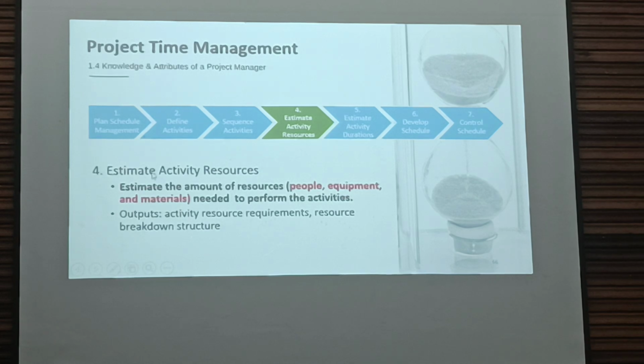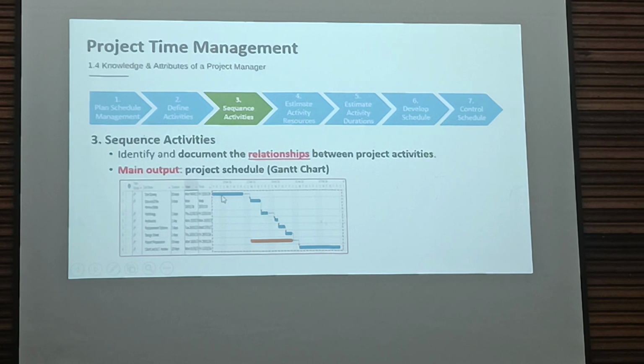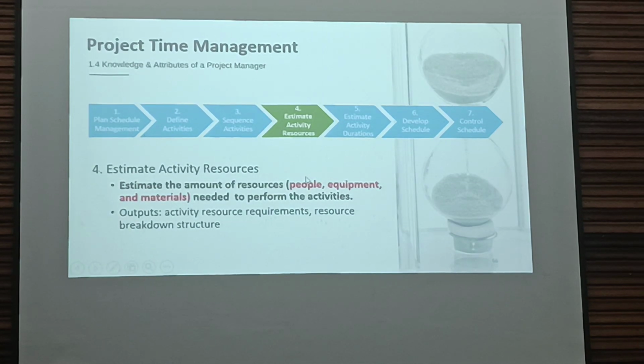Number 4 is estimate activity resources: estimate the amount of resources, people, equipment, and materials needed to perform the activities. Each bar is an activity, so you can specify who performs this task, what equipment is needed, and when this task is performed, you can add in the information and display it. That one is estimate activity resources.